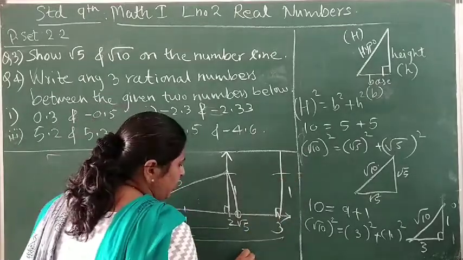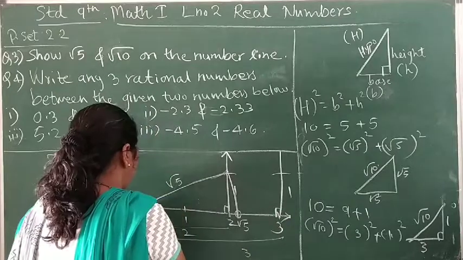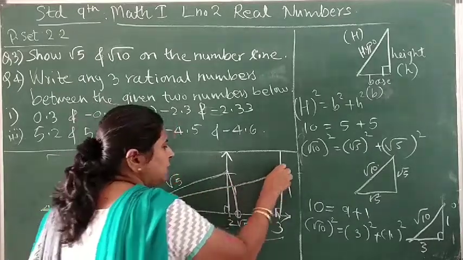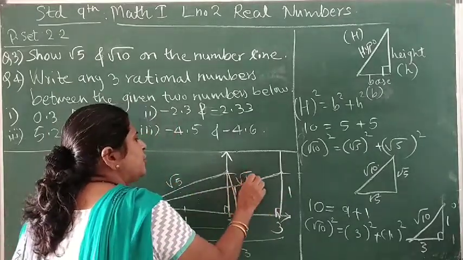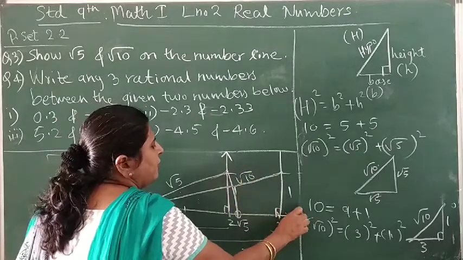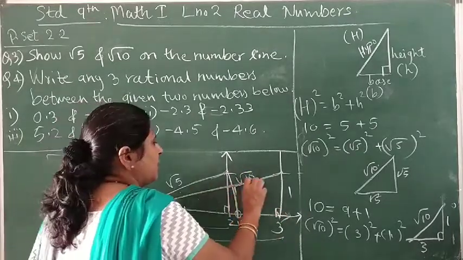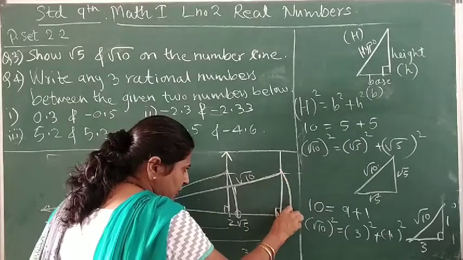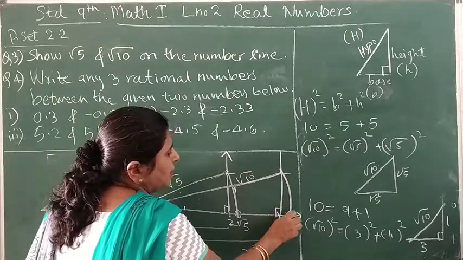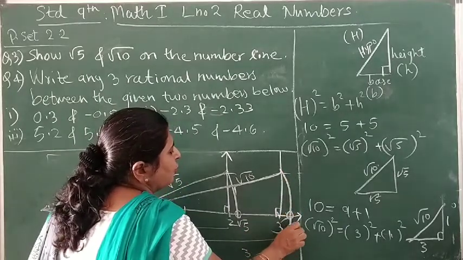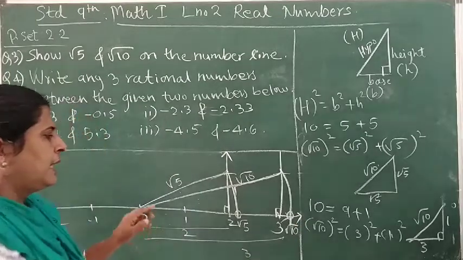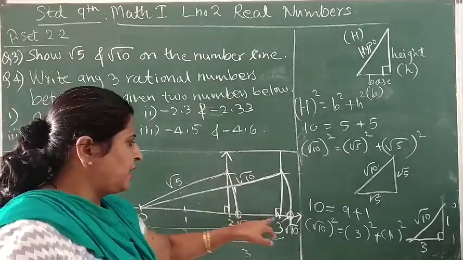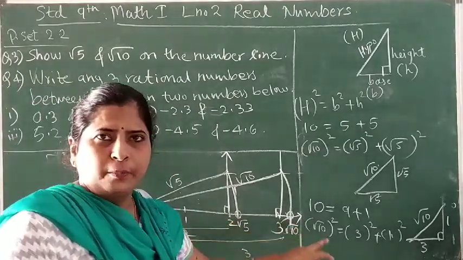So base 3, height 1, you can have another right angle triangle, where this distance is going to be square root of 10. And when you take this distance with your compass, and when you have this arc over here, wherever it intersects, it is the square root of 10. Okay, like this you can show square root of 5 and square root of 10 on the number line.